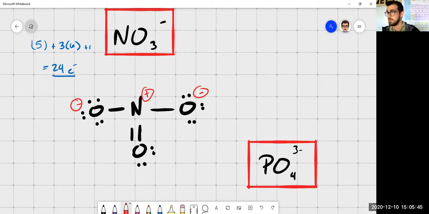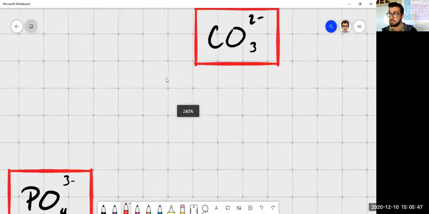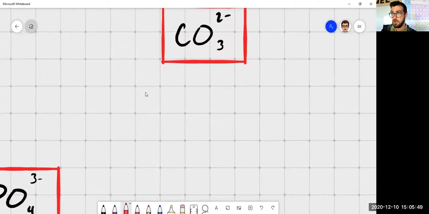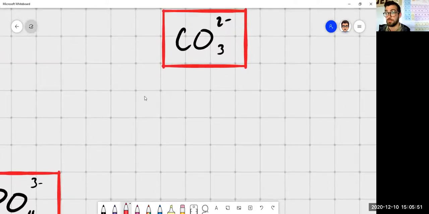So let's look at number 2, carbonate, right? We have CO3, 2 negative. So first step, count those electrons. What do we have? We have 4 from carbon. We have 3 times 6 from oxygen. So what's 4 plus 18? That's 22 plus another 2 electrons. Looks like we have another 24 electron molecule here.